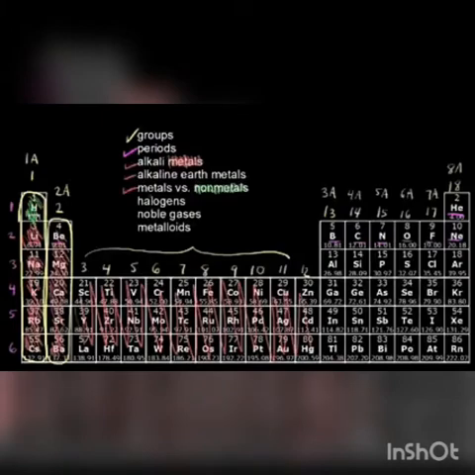So metals are solids at room temperature, except for mercury. So here's mercury down here, which is a liquid at room temperature. Metals are very malleable, which means that you can form them into different shapes. They're very workable. They're not brittle.